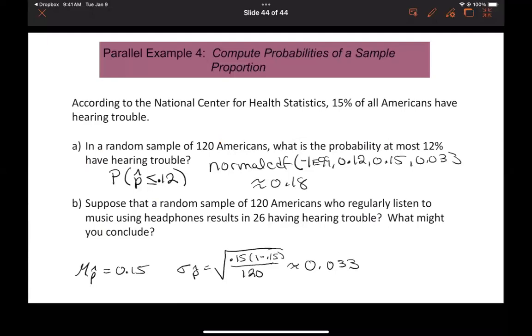Do y'all get approximately 18% probability? All right. So now it asks, no, you didn't get that? What'd you get? I got a 0 for some reason. So go back and check your inputs for your normal CDF.